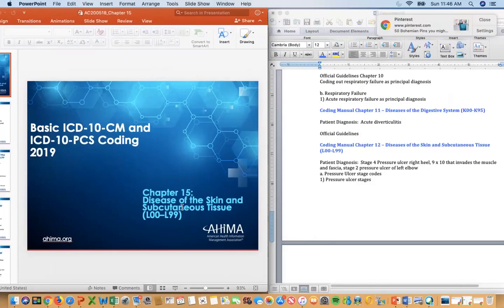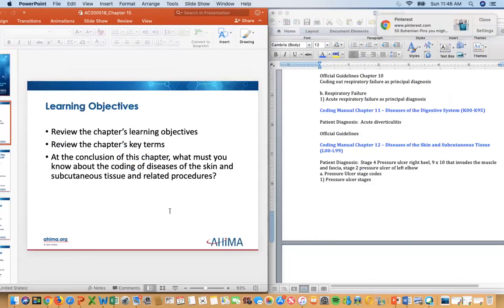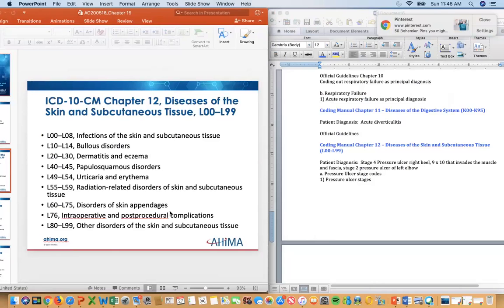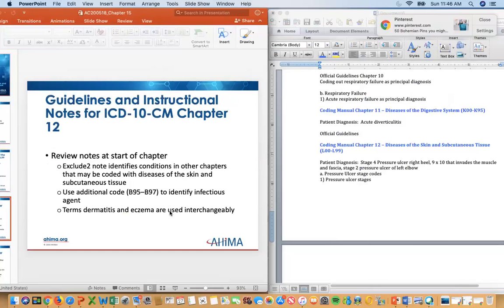Another tip maybe to students is to just open up chapter 12, and look through the diagnoses that you will be encountering for this chapter. Like we said, it's fairly easy. You'll see a lot of diseases of the skin and subcutaneous tissue and some of the procedures. You have infections, dermatitis, radiation, intraoperative complications. Again, they mentioned review notes at the start of the chapter.